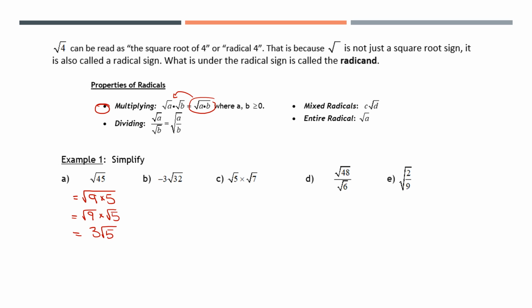So it's now called a mixed radical. It's like a mixed fraction. Up here is the word mixed radicals. Mixed radicals have an integer in front and then a radical, which is irrational, beside it. So let's try that again with the next one.